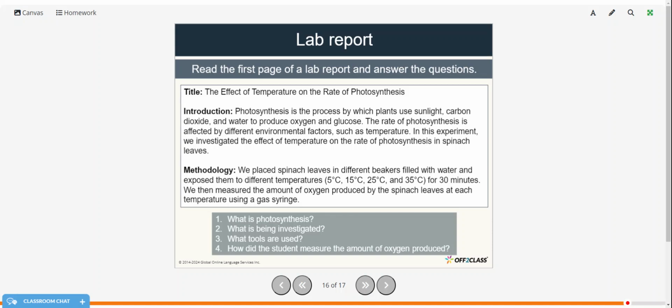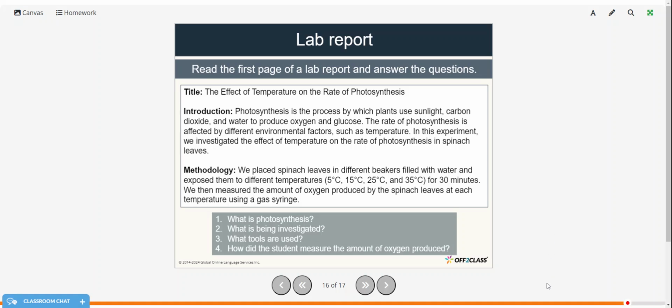Methodology. We place spinach leaves in different beakers filled with water and expose them to different temperatures: 5 degrees Celsius, 15 degrees Celsius, 25 degrees Celsius, and 35 degrees Celsius for 30 minutes. We then measured the amount of oxygen produced by the spinach leaves at each temperature in the gas syringe.